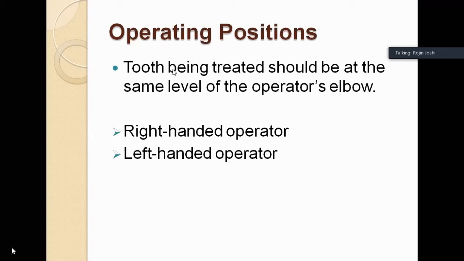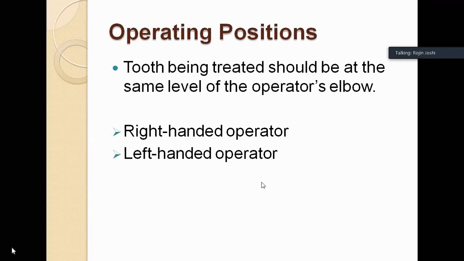Okay, so operating positions. When we are treating the patient, the operator's elbow, all of you know what an elbow is, right? Your elbow should be at the same level as the tooth to be treated. If you are working on the mandibular quadrant, your elbow should be at the level of your mandibular occlusal plane. If you are working on the maxillary quadrant, then your elbow should be at the level of your maxillary occlusal plane. And we have different positions for right-handed operator and left-handed operator.